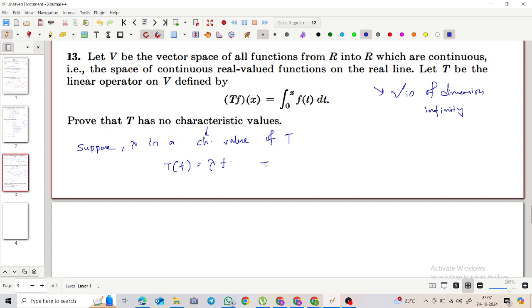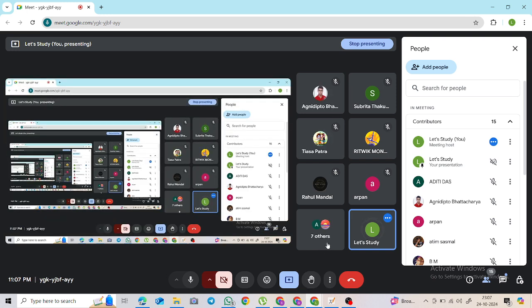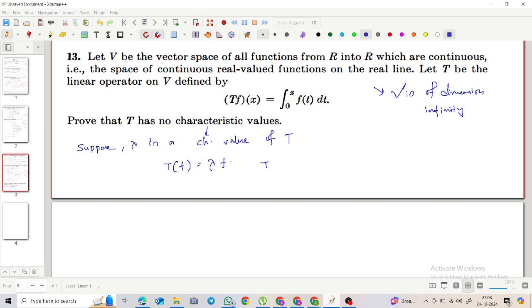Lambda into f. So what was that? So T of f at x should be lambda f at x. Lambda f evaluated at x is nothing but lambda times f(x), no? And what is this? This is nothing but the integral from 0 to x of f(t) dt equal to lambda into f(x).